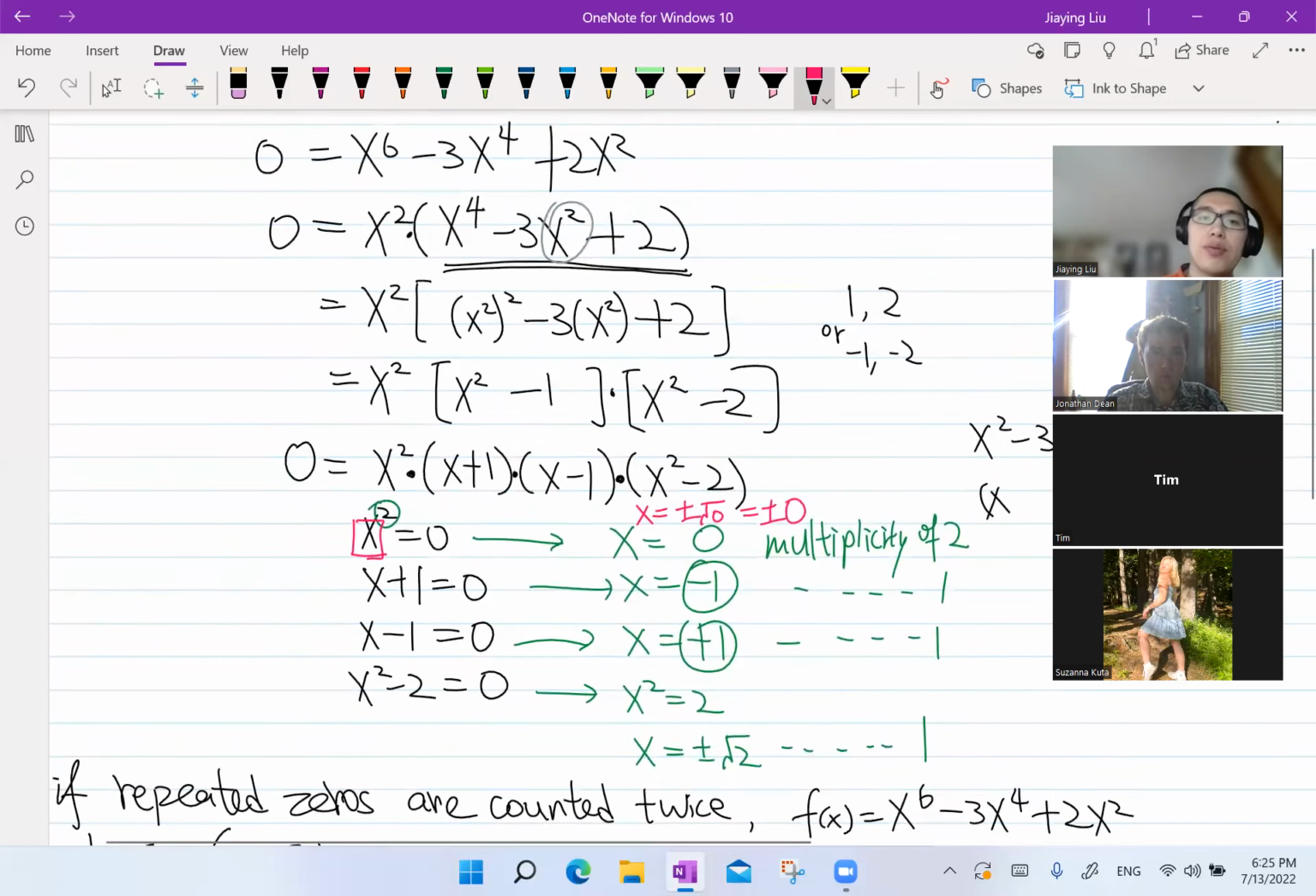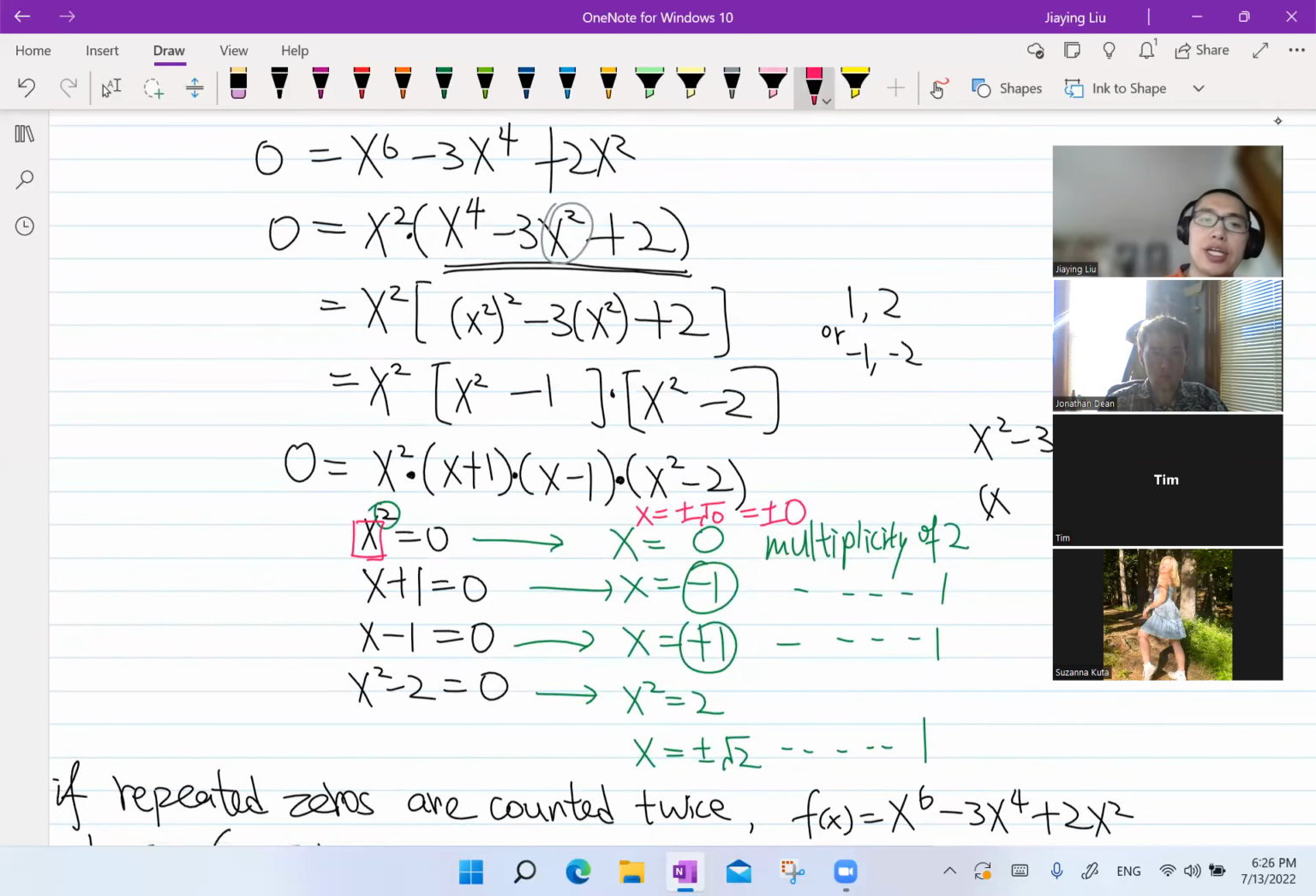And with x plus 1, when we set equal to 0, we get -1. x minus 1 gives us x equals +1. And x squared minus 2, when we solve that equation, we get x equals plus minus square root of 2. So that's two different zeros: x equals square root of 2, x equals negative square root of 2, right? So if we add up all the zeros, we have x equals 0 twice, so that's 2, and then 1 from here, 1 from here, 1 from here, 1 from here. So we get 6 zeros.